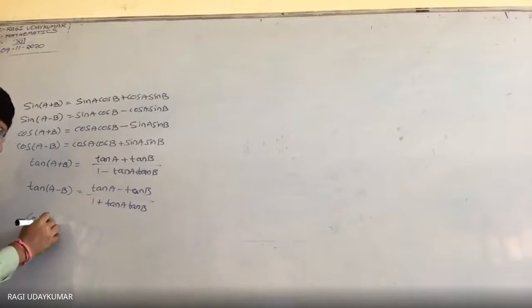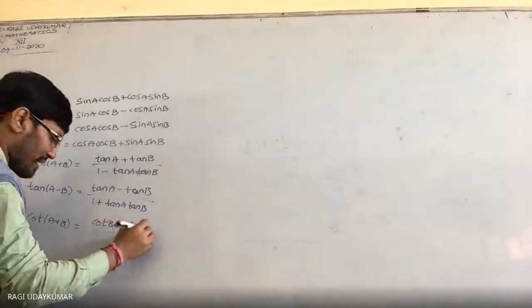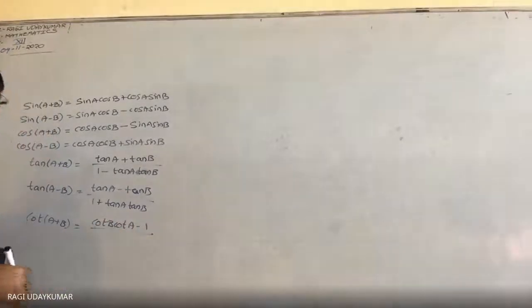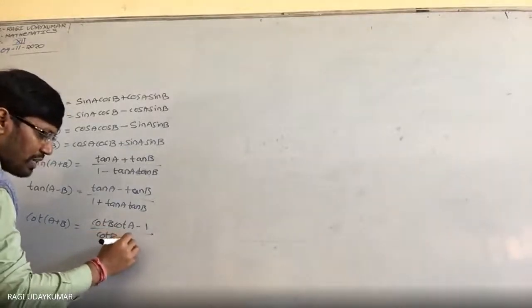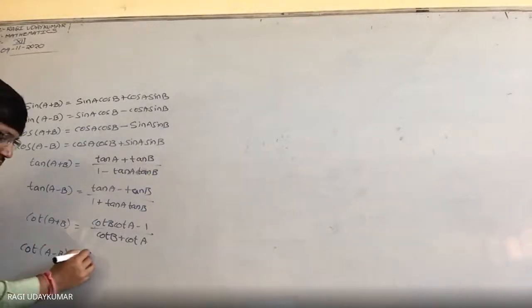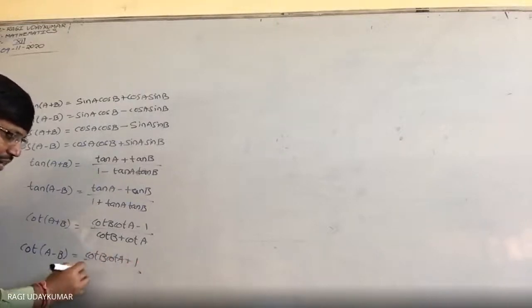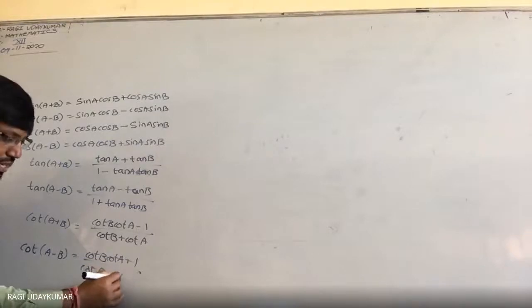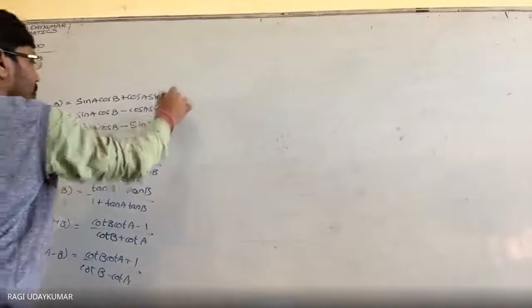Cot A plus B is equal to cot B cot A minus 1 by cot B plus cot A. This is not used much now in integration, but you have to remember all this. Cot A minus B is equal to cot B cot A plus 1 by cot B minus cot A. With the help of these four, you are going to get still more.